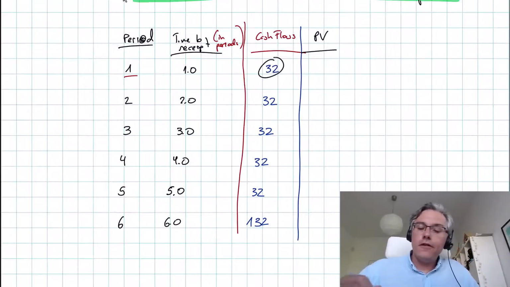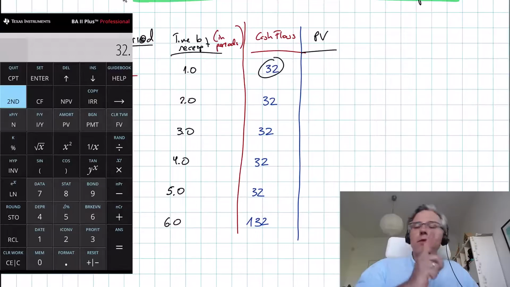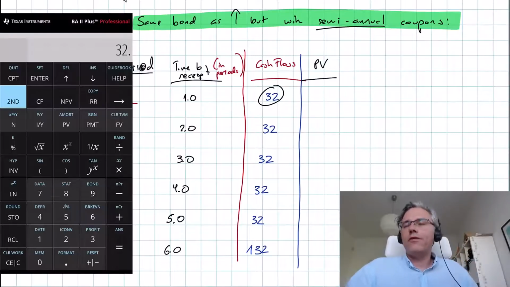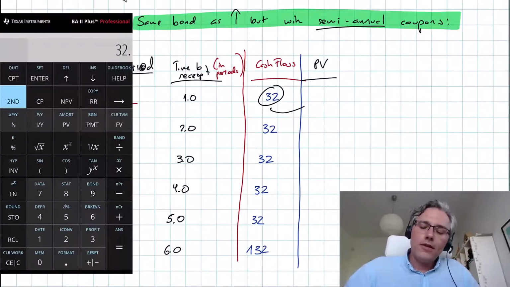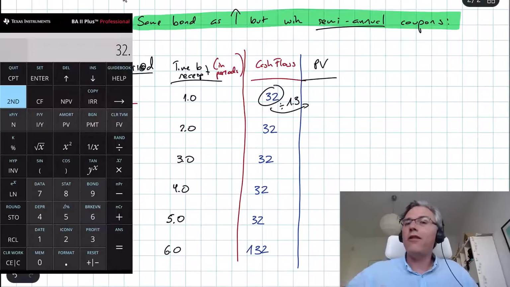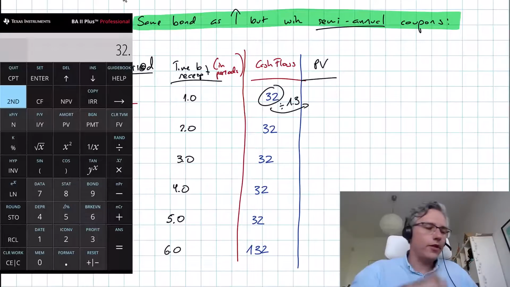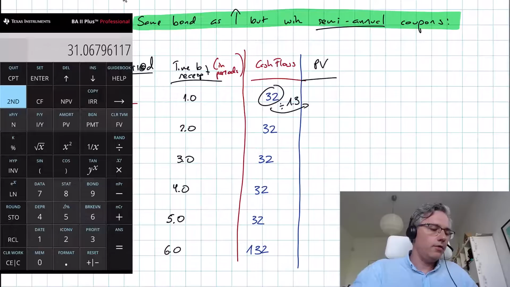Well, I'll take the 32 and I'll discount it. But because it's being discounted over a 6-month period, due to the semi-annual nature of these coupon cash flows, I'm going to discount this by dividing by 1.3. So half of the annualized YTM using the bond equivalent yield convention. So 32 divided by 1.3 gives 24.615.